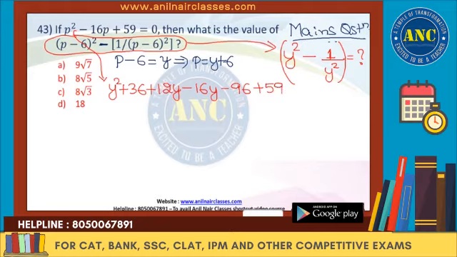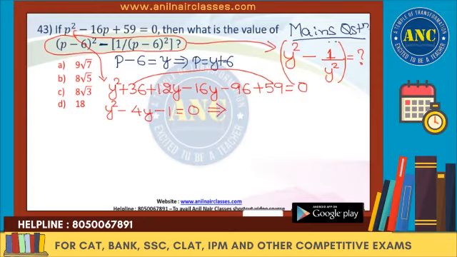I hope you are understanding, sir. These are all exactly similar to my previous last 3 to 4 questions. There is no change. Simplify further. y square plus 12y minus 16y is minus 4y, and 36 plus 59 is 95. 95 minus 96 is minus 1. Now, can I say that y square minus 4y minus 1 is equal to 0?